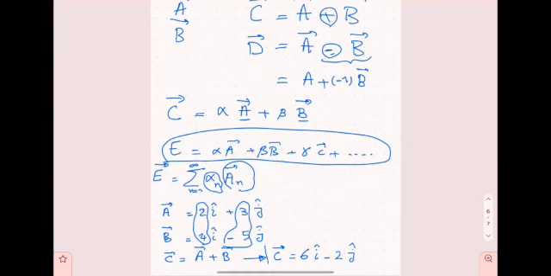And here, if you want, you can also calculate the magnitudes, just as we described previously.